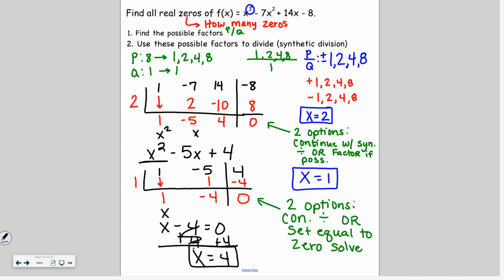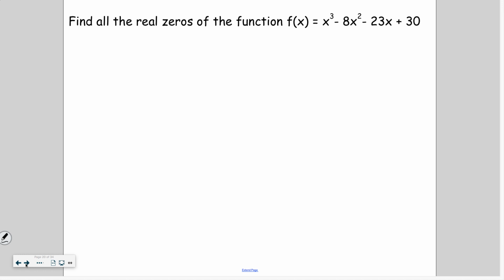Now, when you get into the fraction parts of these, you always want to try the whole numbers first. But setting it equal and solving when you have a fraction at the end is nice because then you're not having to do synthetic division in the fraction. Okay? Let's go to the next one. All right, so we're going to find all of the possible zeros. So our Q is 1, and our P is 30.